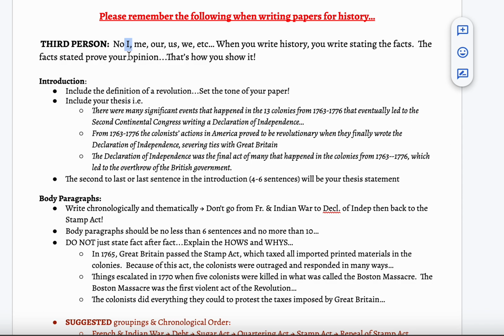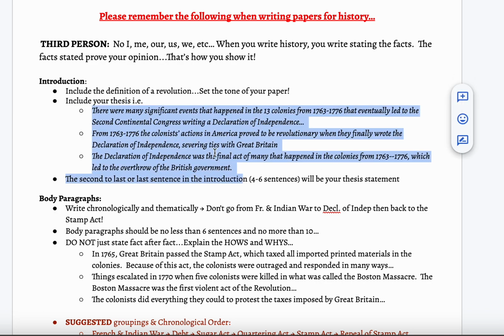You don't say, "I think the American Revolution was a significant time in American history." It's third person. You've never read a textbook and seen "I." You don't do it. Now, your introduction. You must have the definition of a revolution to set the tone of your paper. I'm even going to give you the first sentence you need to write in the essay. And then you get to your thesis statement.